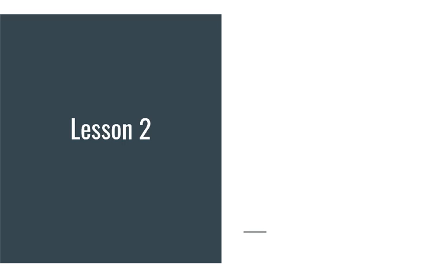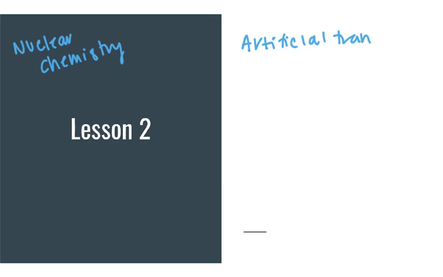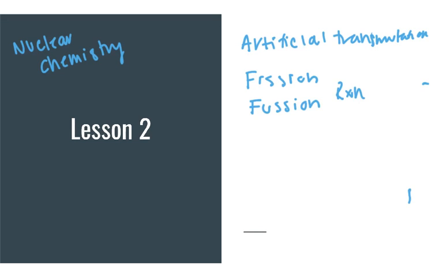All right, so here we are with lesson 2 of our nuclear chemistry unit. In this one, it should be relatively short. We're going to talk about artificial transmutation. And we're also going to talk about two things that you probably think of when you think of nuclear chemistry, and those are fission and fusion reactions. So these are things that people typically think of when they think of nuclear chemistry.